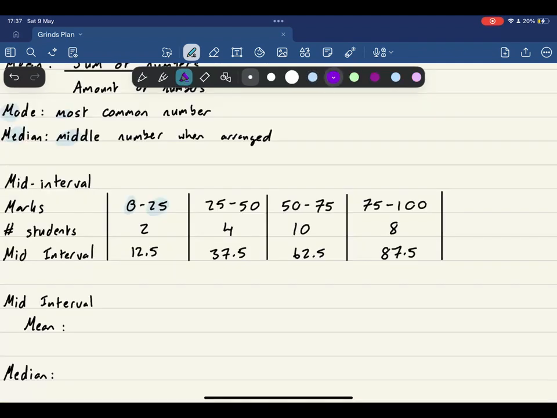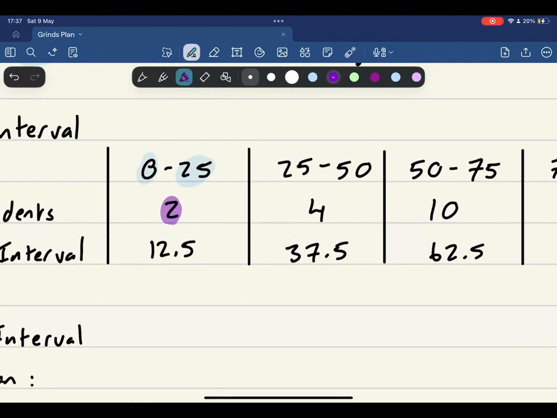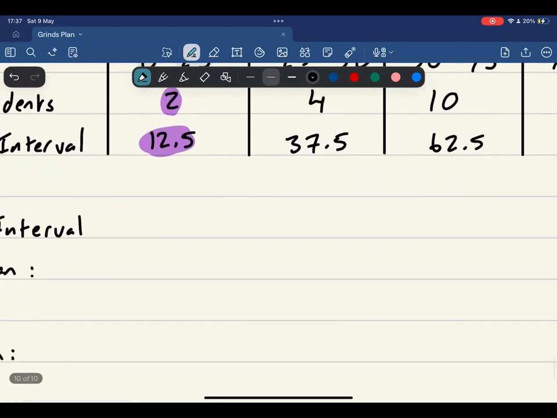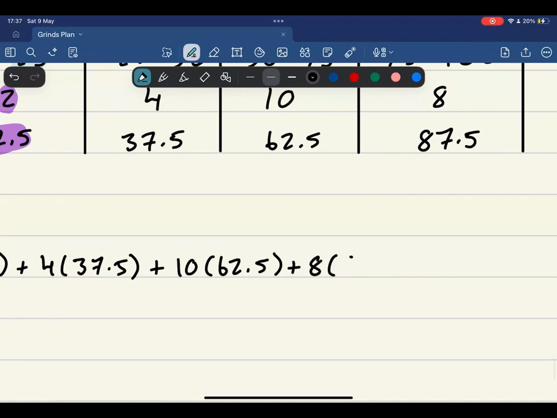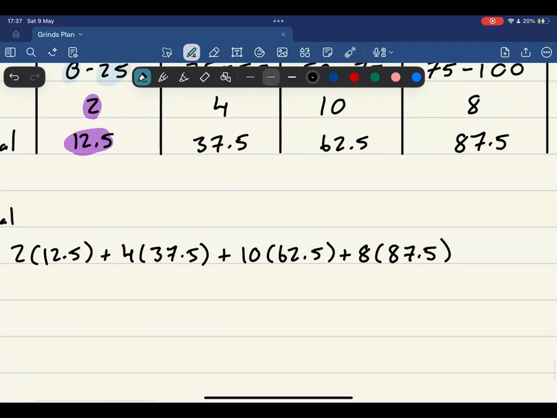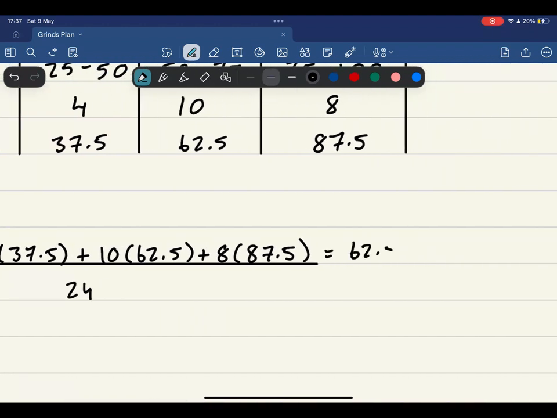To find the mid-interval mean, we take our number of students and multiply it by our mid-interval value, and then put that over the total number of students. So here we'll have 2 times 12.5 plus 4 times 37.5 plus 10 times 62.5 plus 8 times 87.5, and that is all over 24, which is our class size. That's 2 plus 4 plus 10 plus 8. And that will give us a mean value of 62.5.